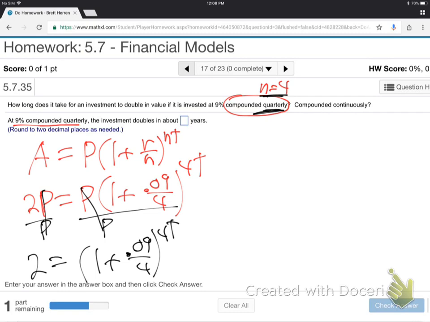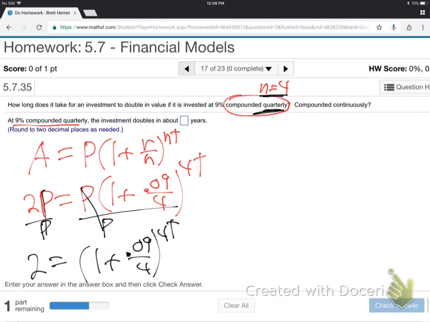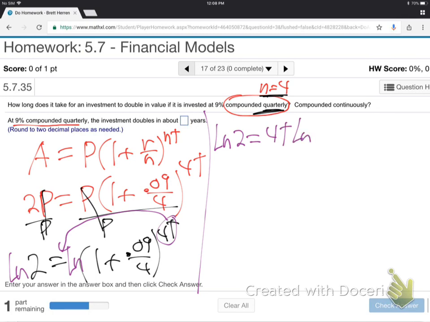ln of both sides. Everybody see the difference between this one and the last one? I just had a number in the power zone, no letter, so I just do 1 over the number. But if you have a letter up there, you got to ln both sides because that brings the power down, doesn't it? So what do we got then? ln 2 is 4t ln of 1 plus 0.09 over 4. Pretty good to there.